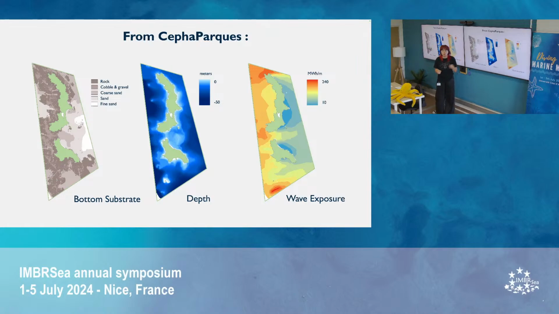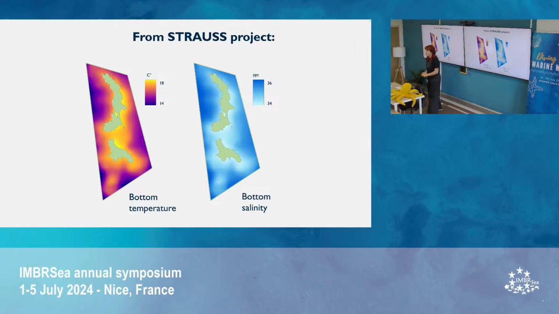So bottom substrate type, interesting to include because Octopus vulgaris is benthic, and they need dens, so the den availability won't be the same in rocky and sandy areas. Depth, because they're known to prefer shallower waters, and wave exposure, because strong currents can impede survival, so interesting to include it as well. There was another project run in the lab called the Strauss project, and from that I was able to model bottom temperature and bottom salinity layers, which are both really good proxies for upwelling, because I didn't have high resolution upwelling data, so I used temperature and salinity instead, and these are also often correlated with prey availability based on the literature.